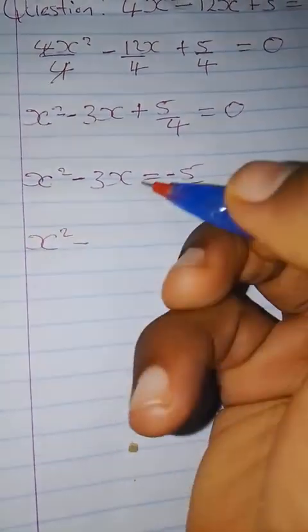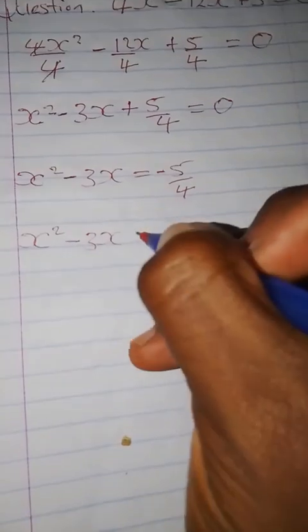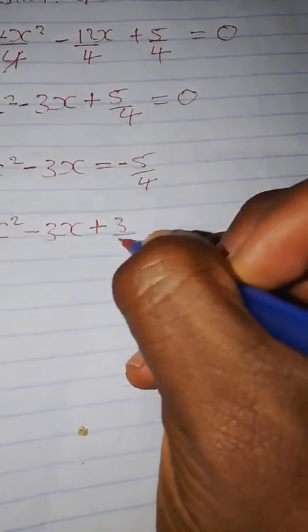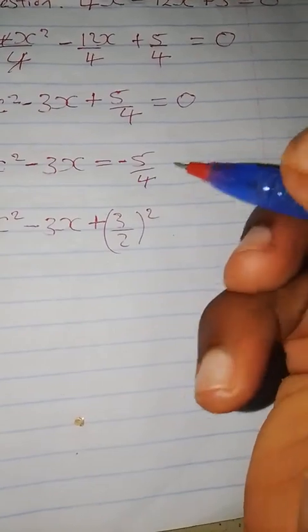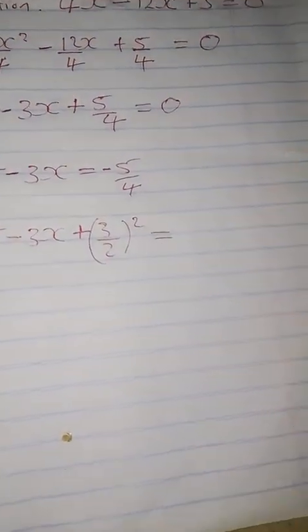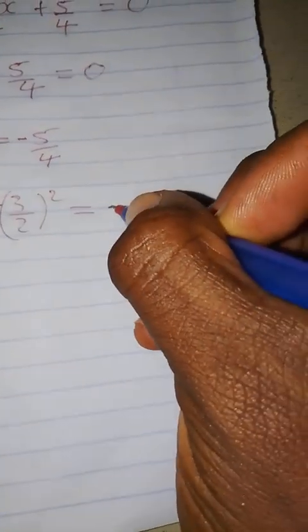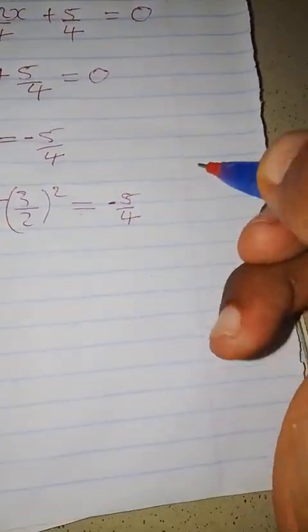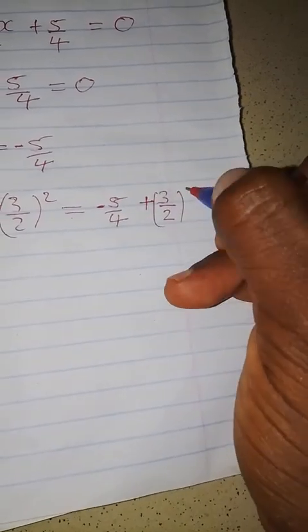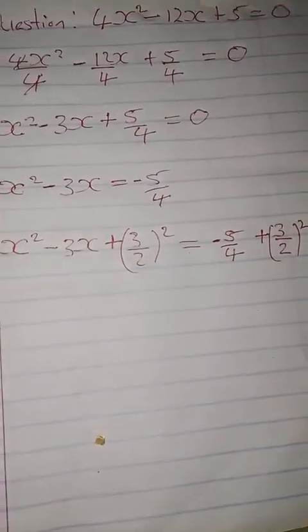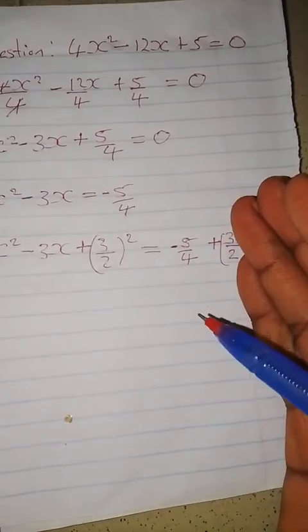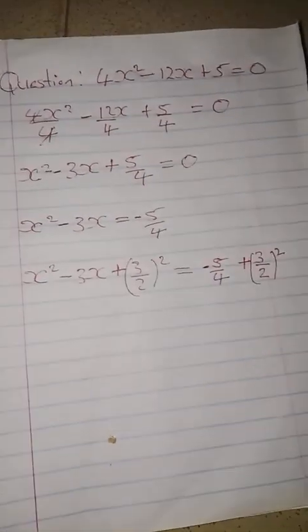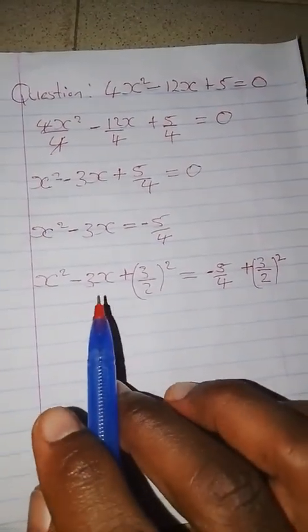Okay. x squared minus 3x plus (3 over 2) squared to this side. Now the other side, minus 5 over 4 plus (3 over 2) squared. Okay. Let's solve the right hand side. Leave the left hand side like that.